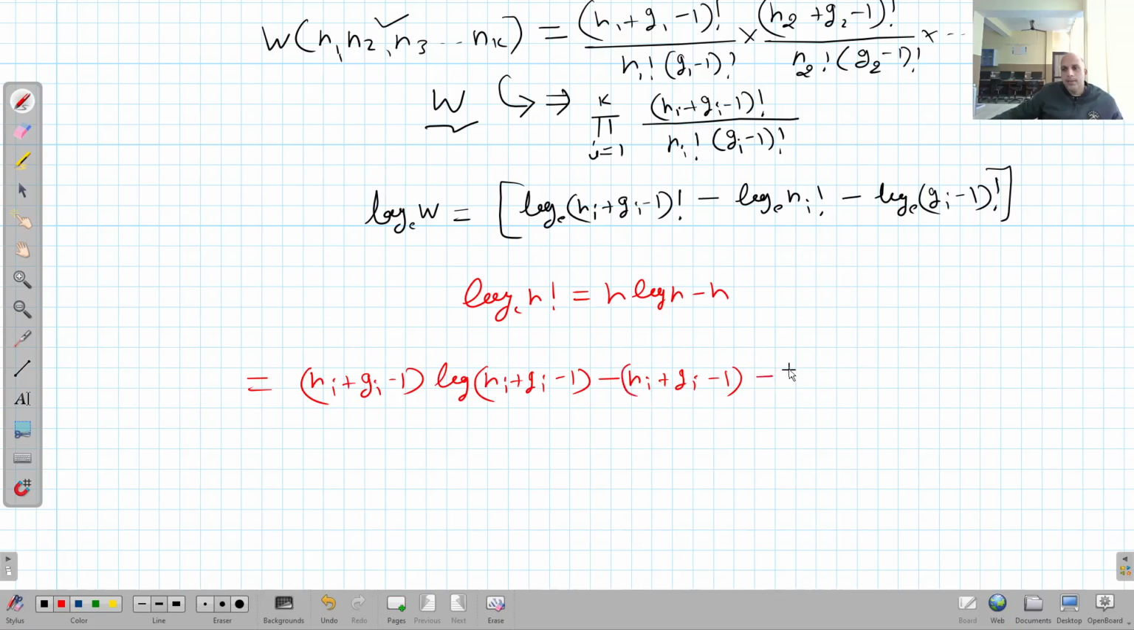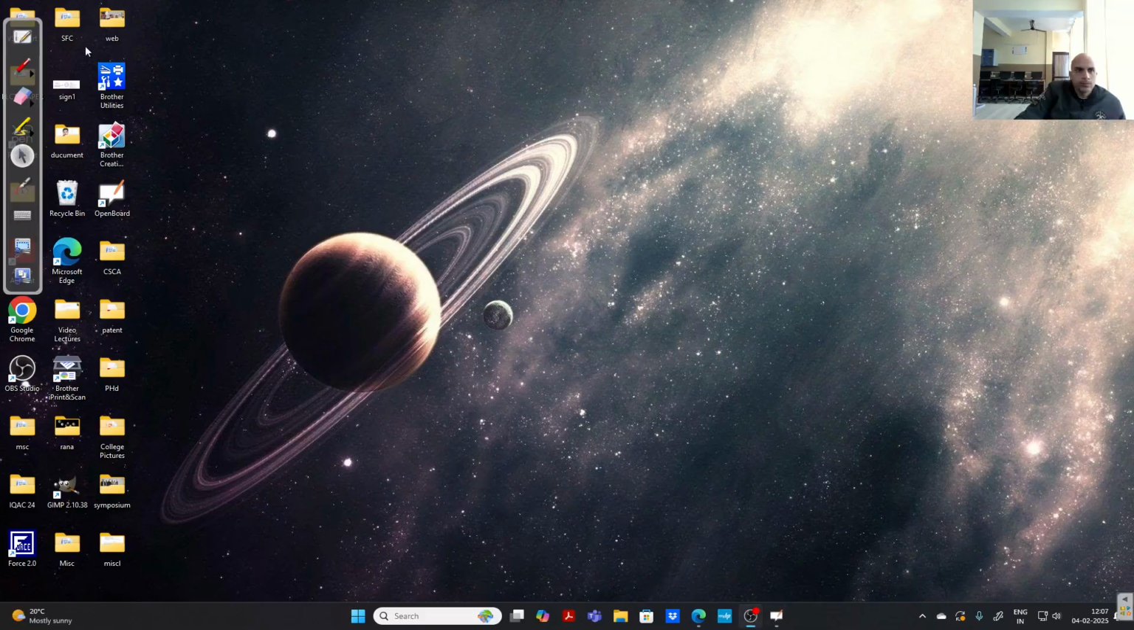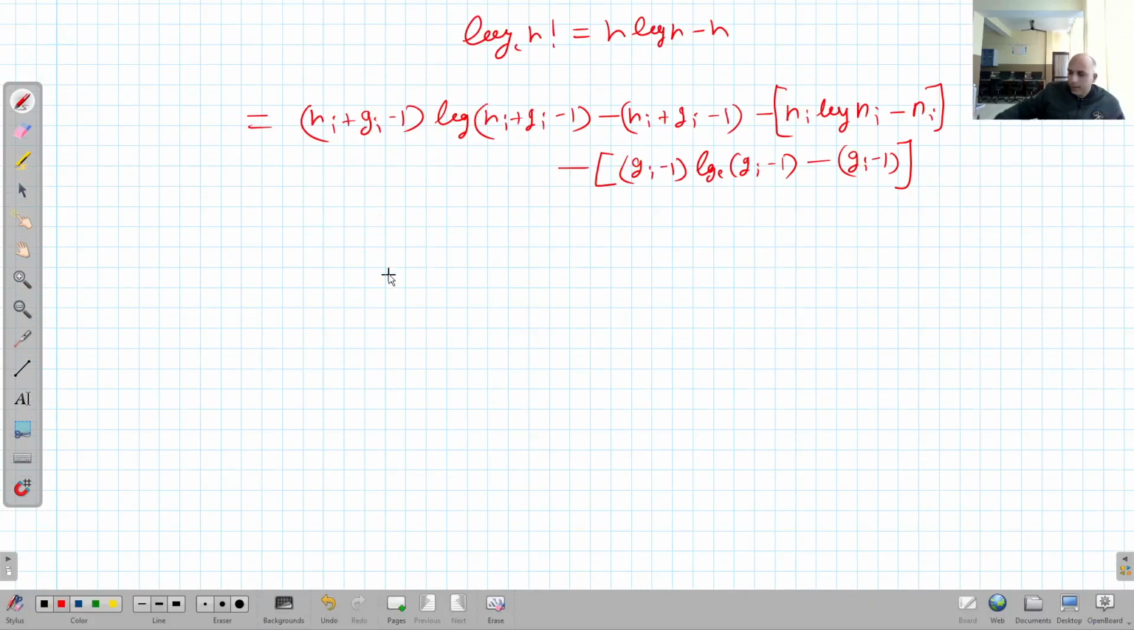Clear? Minus Ni log of Ni. Now here it is negative sign, so I am taking minus n log n minus Ni, right? Again, I am taking this term here with a minus bracket: (Gi minus 1) log of (Gi minus 1) minus (Gi minus 1). Clear? So this is the expansion. So now I'm going to simplify it. So I will expand these brackets.